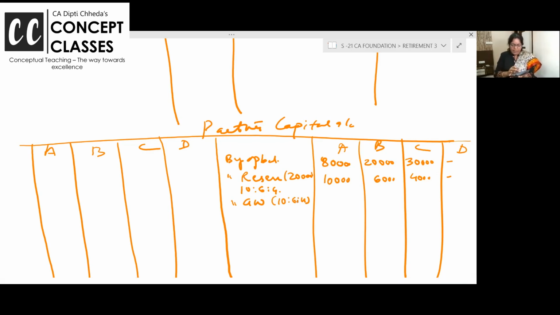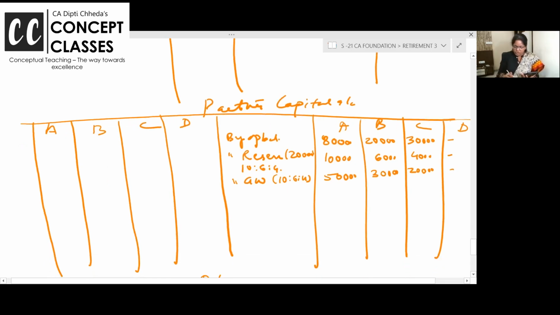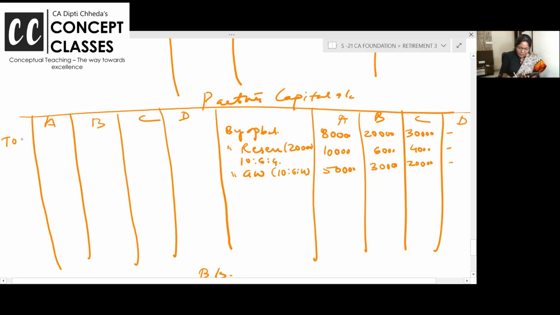You can post it directly. 1 lakh into 10 by 20, 50,000. 1 lakh into 6 by 20, 30,000. 1 lakh into 4 by 20, 20,000. Raise the goodwill in the old ratio. Write off the goodwill in the new ratio. Dear students, if you are lacking time, then rather than making the table and getting the net effect and posting, you can do it like this. Write off the goodwill in the new ratio, 2:2:1. Who is retiring?